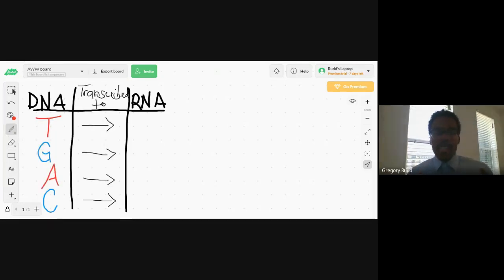We know that A and T are complementary to one another, and C and G are complementary to one another. But RNA does not have T's. In this first case, T is going to be transcribed to A, just like it would be in DNA. T and A are complementary. So if I have a T, it's going to go to A.